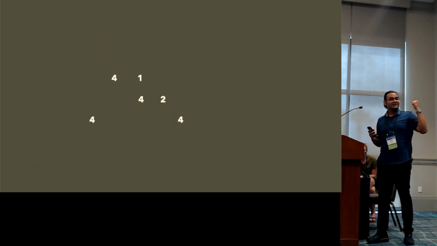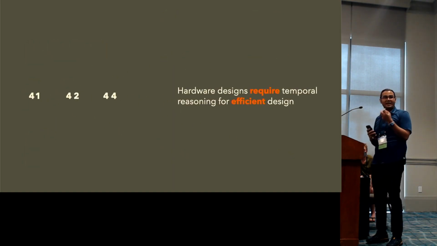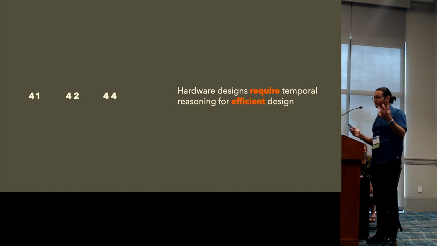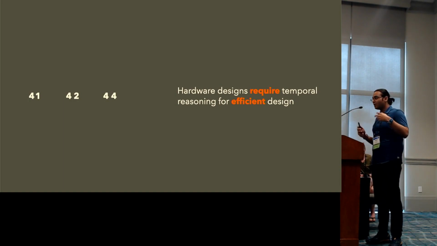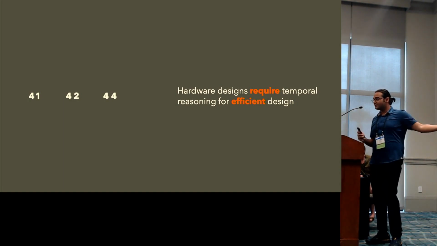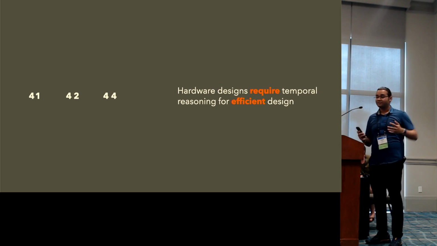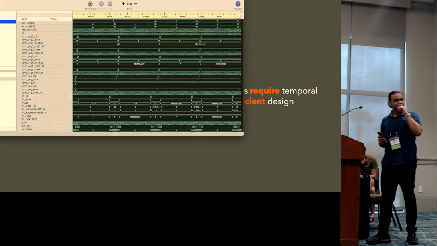And so these timing properties are super important to be captured at the language level. That's one of the theses of this talk, that you need to reason about temporal properties of your hardware design explicitly in order to get efficient design. If you can't reason about them, you can't build really efficient hardware. It's one of the claims I'm making.